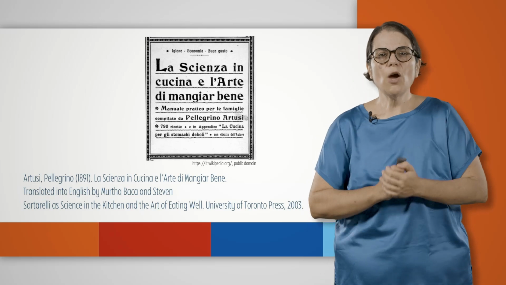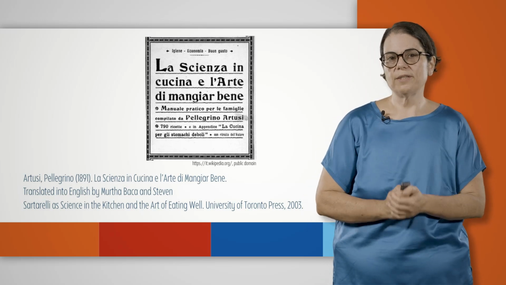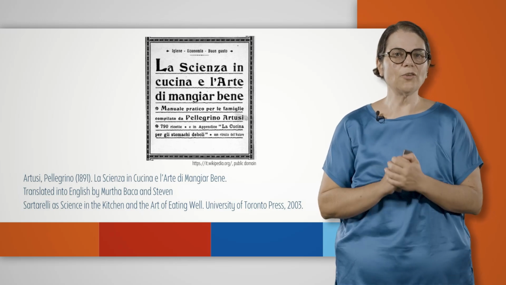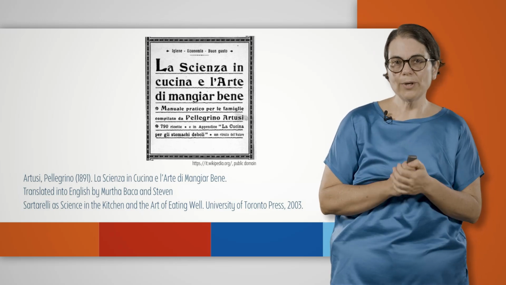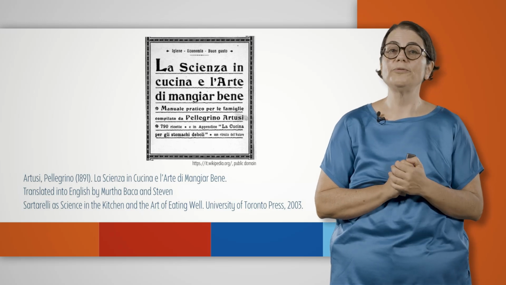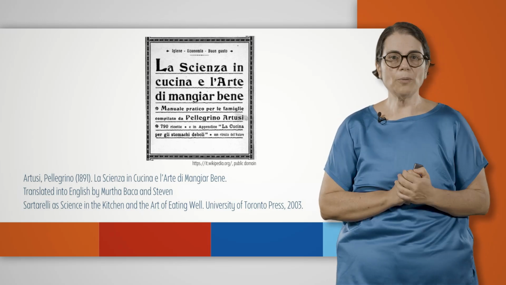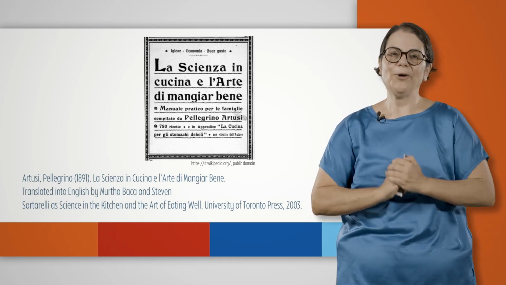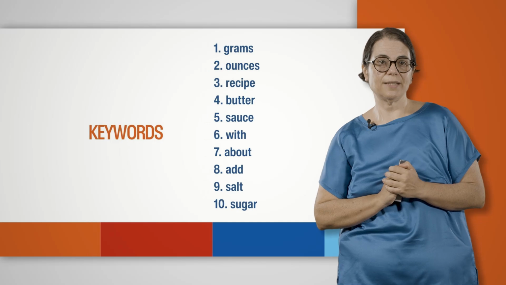So the question is, what are the most important words in Science in the Kitchen and the Art of Eating Well? Note down on a piece of paper the 5 words you expect to appear at the top of the keyword list. You may stop the video now before I show you the answer. Now, let's see if your intuition is correct.